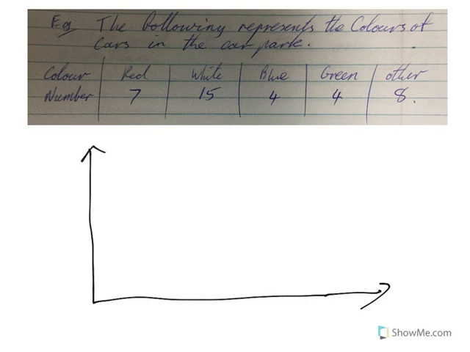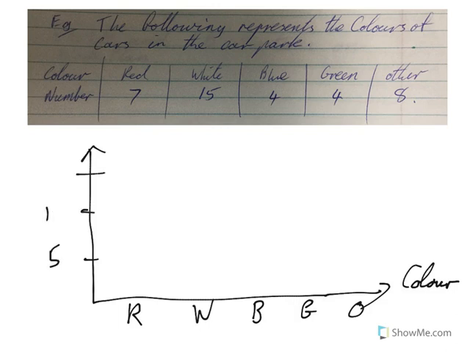So I'm going to do a bar chart with vertical bars. Here we've got our colour: red, white, blue, green and other. And up the side here I might go up by 5s, so 5, 10, 15, and this is my frequency. Like so. And then I just draw my bars.